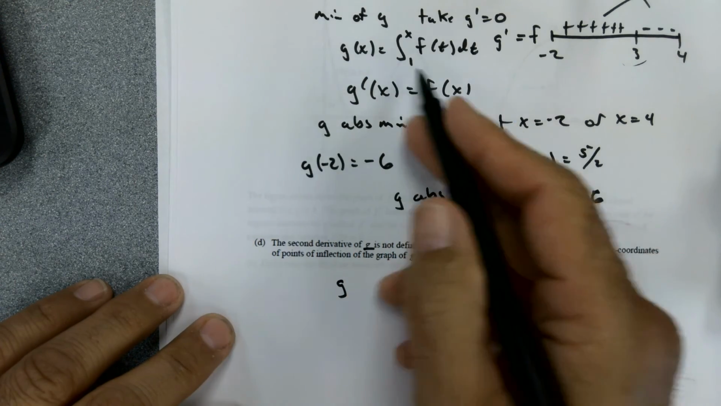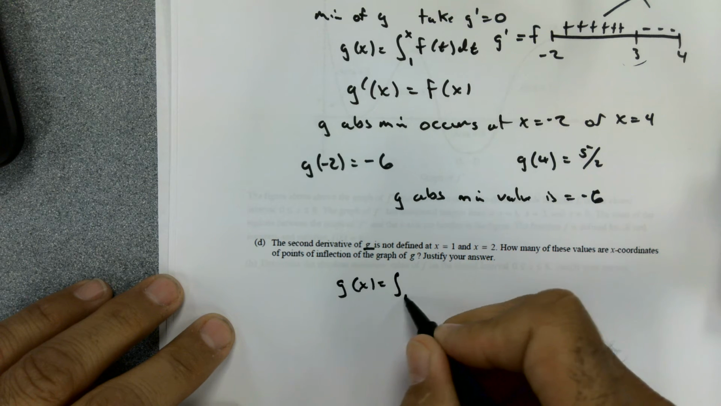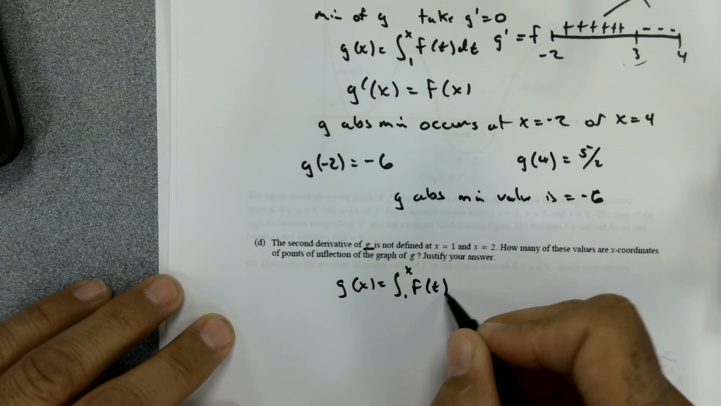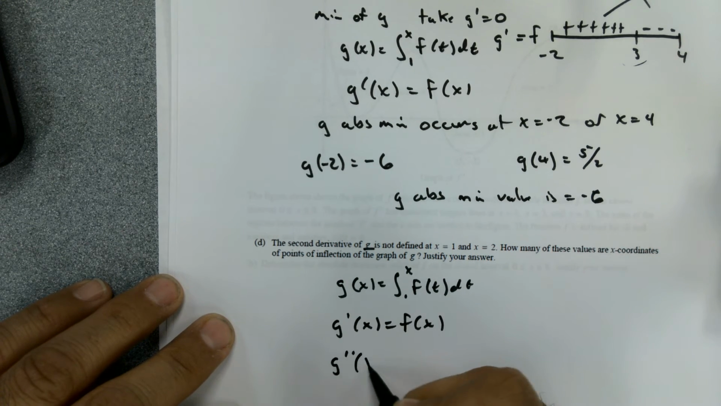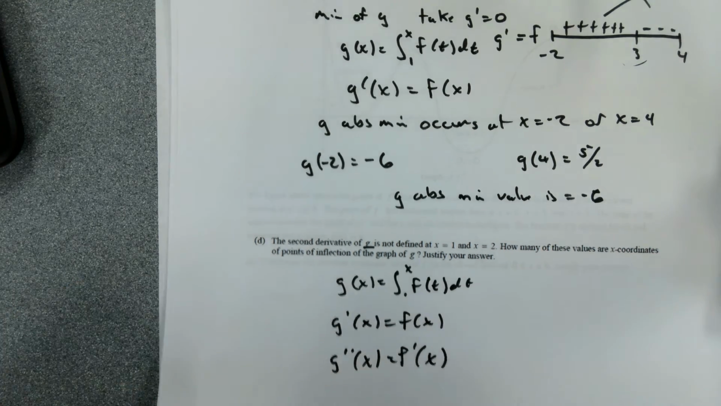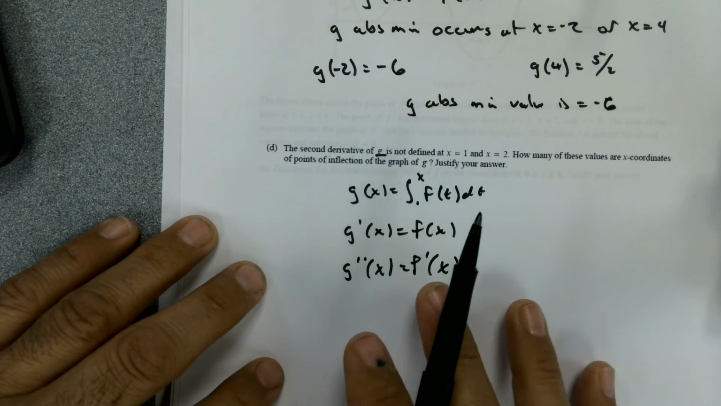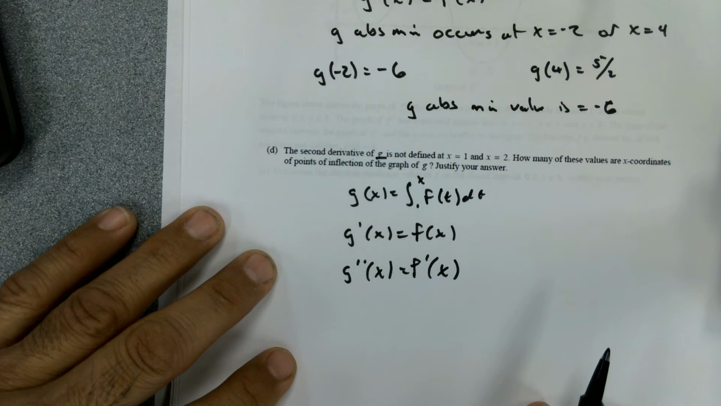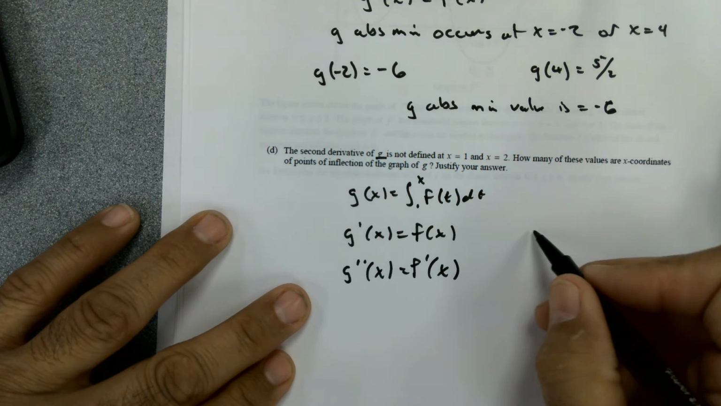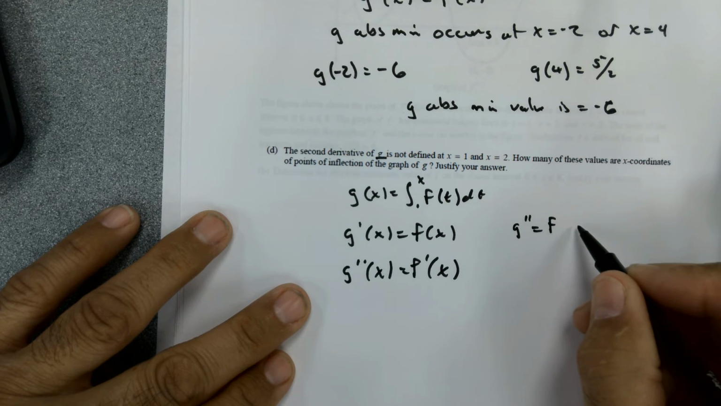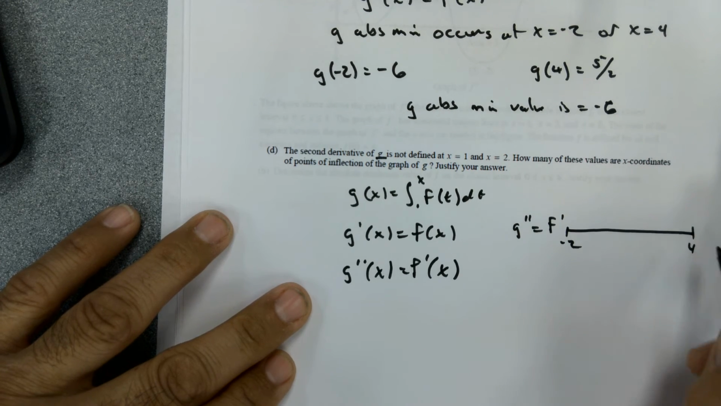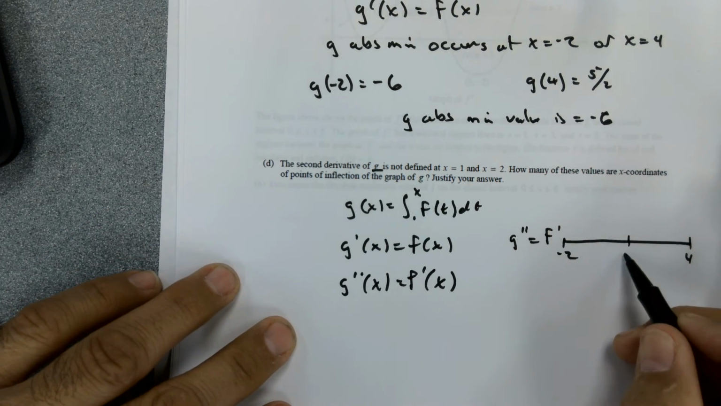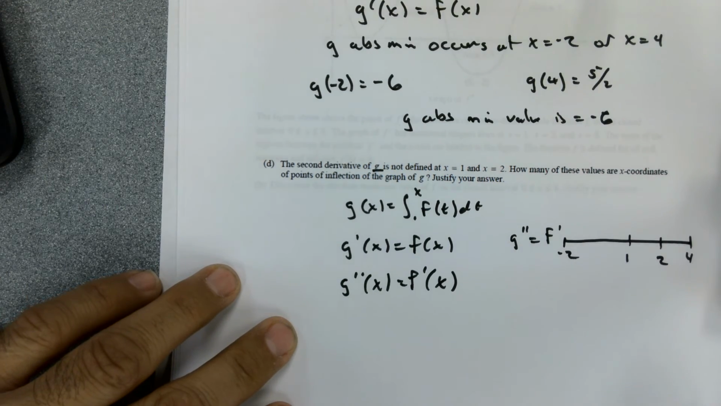Well, again, I'm going to rewrite this down. I know that g of x is equal to the integral from 1 to x of f of t dt. g prime of x is equal to f of x, and g double prime of x is equal to f prime of x. You don't have to do this on these problems, but I'm doing this just to re-emphasize what we're doing here. Now I need to look at g double prime, which is equal to f prime, from negative 2 to 4. And I see that we have one at 1 and at 2.